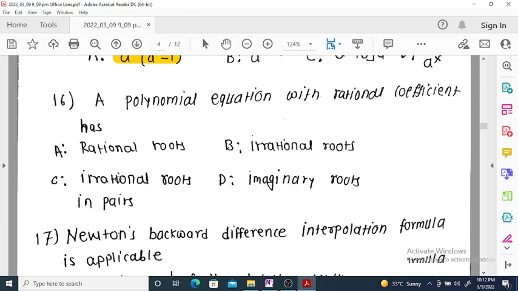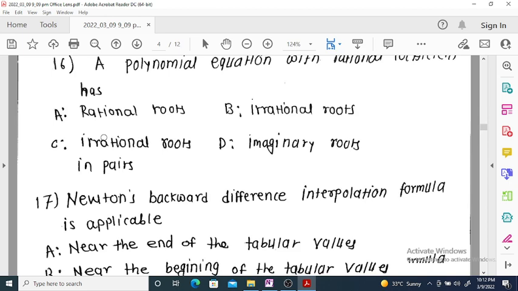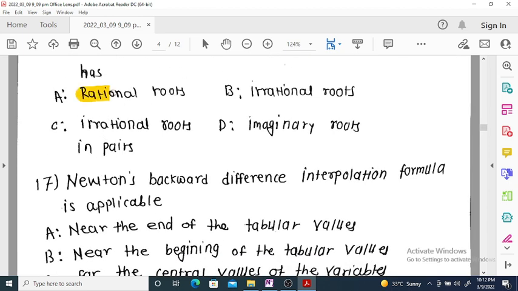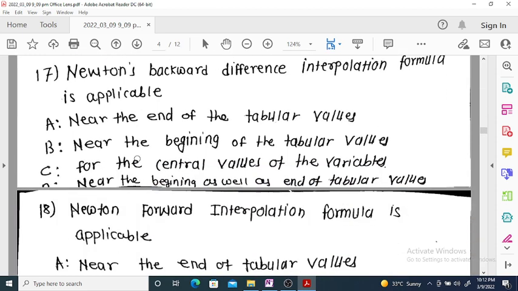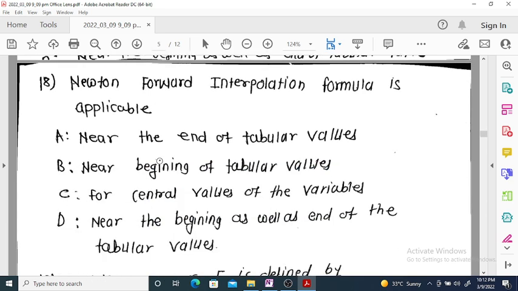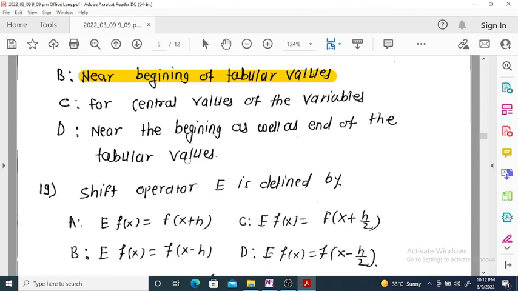A polynomial equation with rational coefficients has, I think it should be, rational roots. Next, Newton forward difference interpolation formula is applicable near the beginning of the tabular values. Newton backward is used near the end of the tabular values.